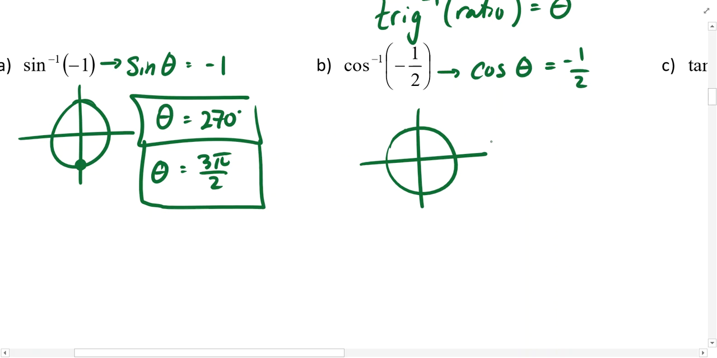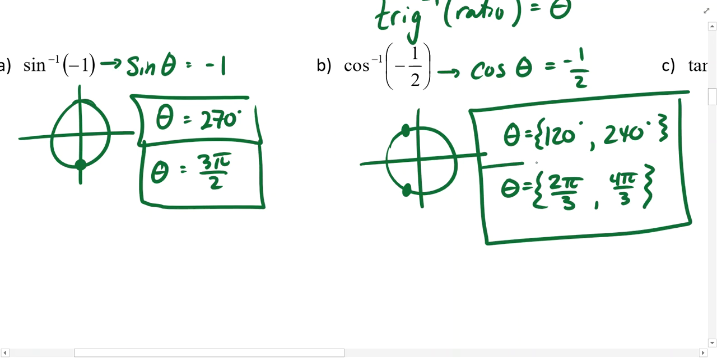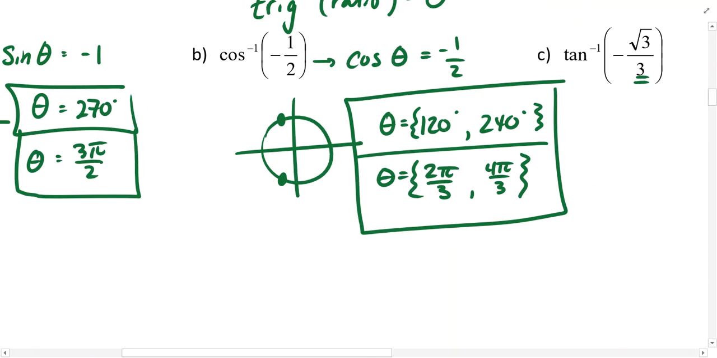Well, again, considering a unit circle, where in this unit circle are the x values equal to negative 1/2? Well, that occurs here and here. So theta must be 120 degrees, or theta must be 240 degrees. When reported in radians, we would report this as 2 pi divided by 3 radians, or 4 pi divided by 3 radians. And again, these answers come to me quickly because I have the unit circle memorized, and you should too.